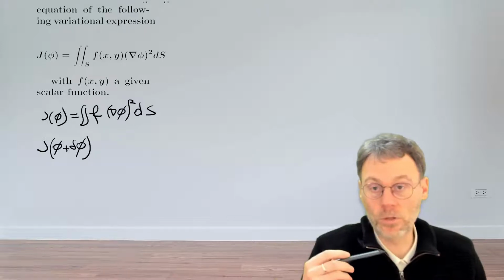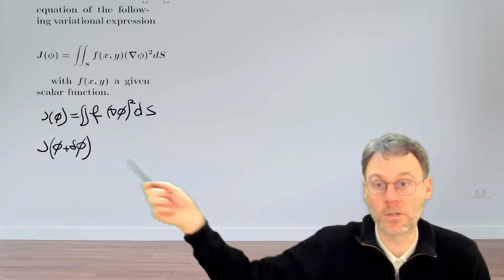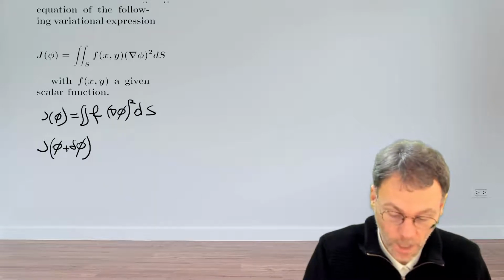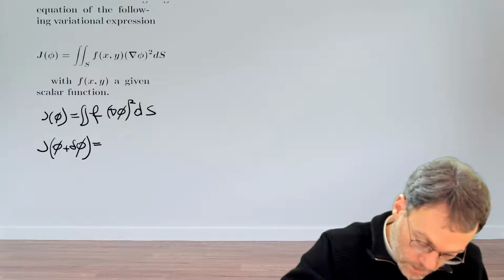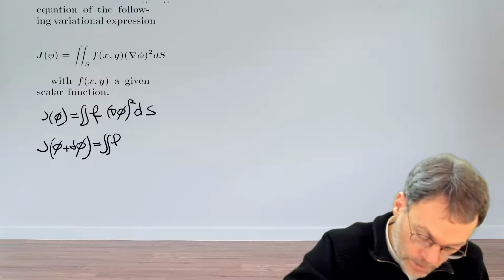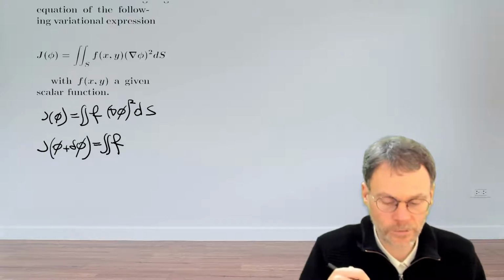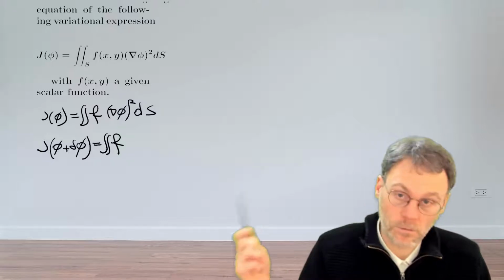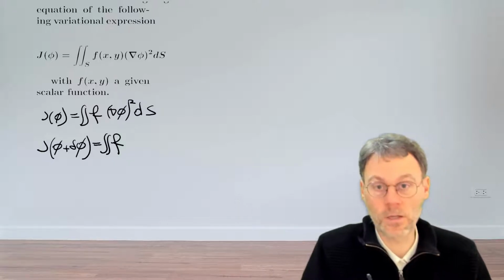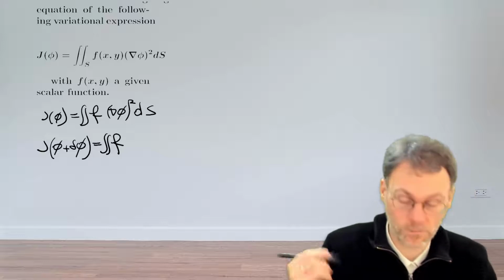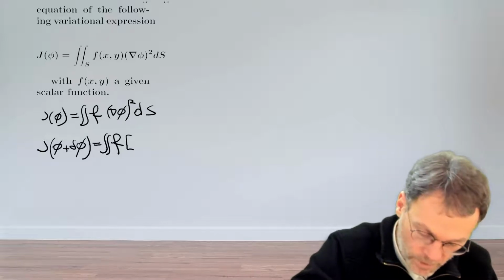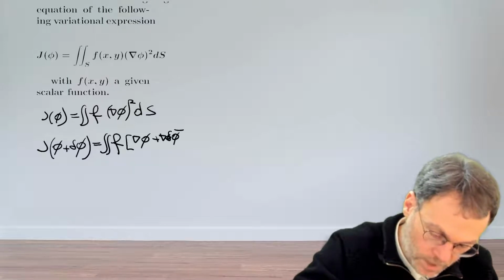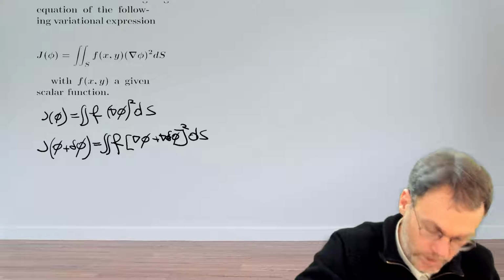And that we're going to use to calculate the first variation, so the difference between these two things. And that should be 0 if we're working in a minimum. So let's see what that amounts to. So that's again the two-dimensional integral of f. And then we have the square of the gradient of phi plus delta phi. Gradient is linear, so the gradient of phi plus delta phi is just the gradient of phi plus the gradient of delta phi. So gradient phi plus gradient of delta phi, and then that whole thing should be squared.